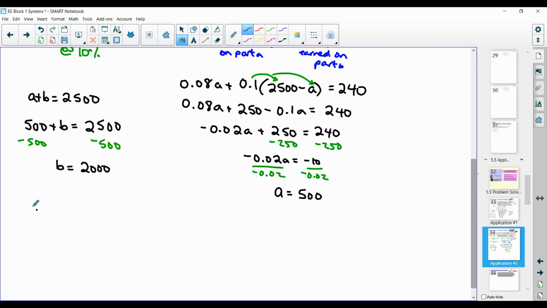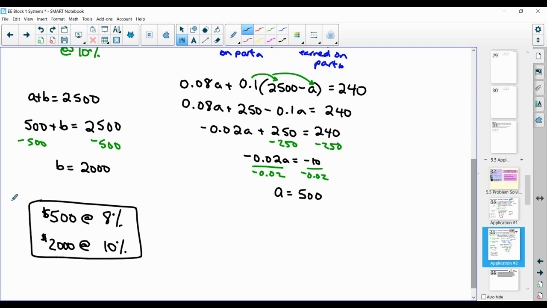So my final answer would be, you can write it as variables, or you can write that we invested $500 at 8% and $2,000 at 10%. So our final answer would be that we invested $500 at 8% and $2,000 at 10%. If it's helpful, again, you can also label your variables. This is A and this is B.